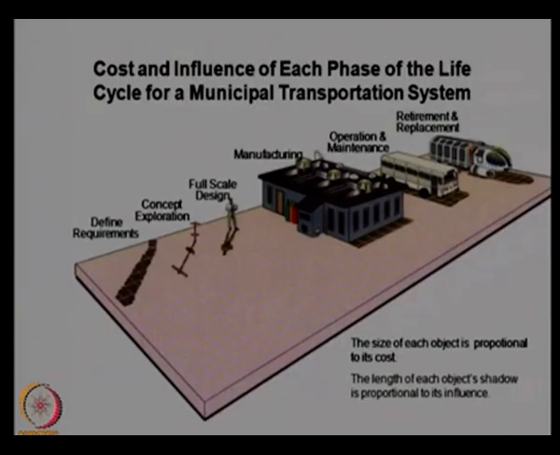The cost of manufacturing may be very high, but its influence on the system, or the cost influence on the system, is very limited. Therefore, all of these, like the requirement definition, concept exploration and full scale design, have a large influence on the system performance, but the cost involved is very small. But if you go to the next level of manufacturing, maintenance and refinement, the cost of manufacturing or maintenance is very high, but its influence on the total cost of the system is very limited. So it clearly shows that these are very important stages in the system design, because they influence the total cost of the system at a later stage.